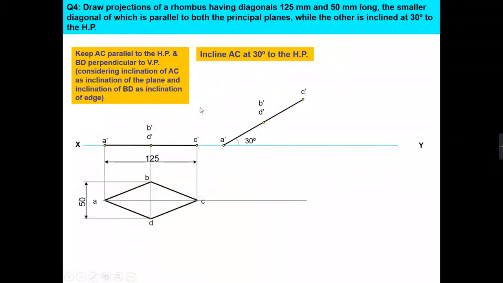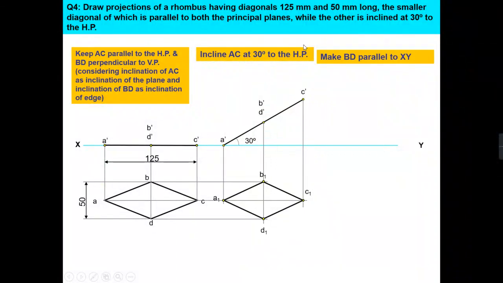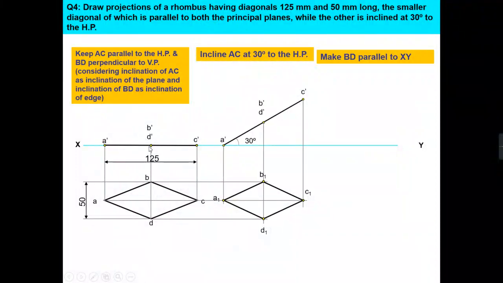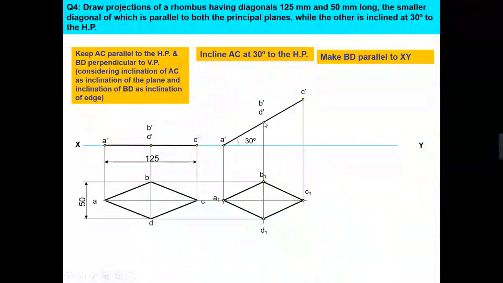I can draw the top view of the rhombus. Then it is said that your smaller diagonal is parallel to both principal planes. Right now it is parallel to the horizontal plane. As we can see, your BD is at the same point, and the diagonal is perpendicular to the XY line, which means it is vertical to the vertical plane.